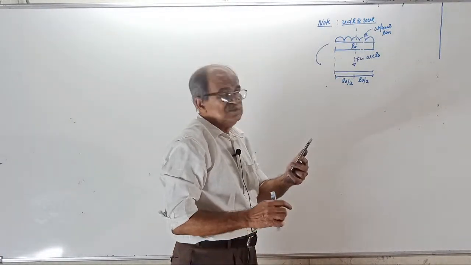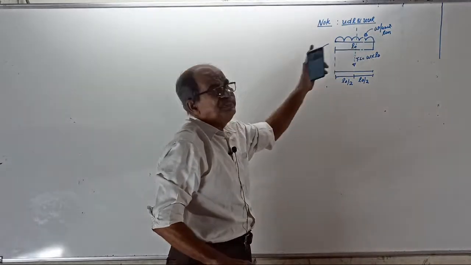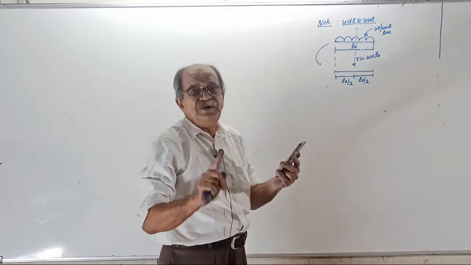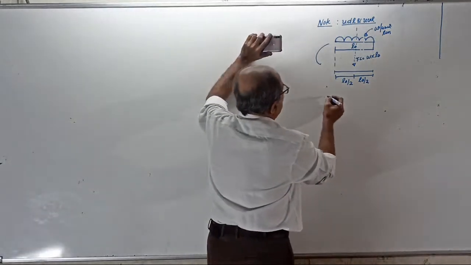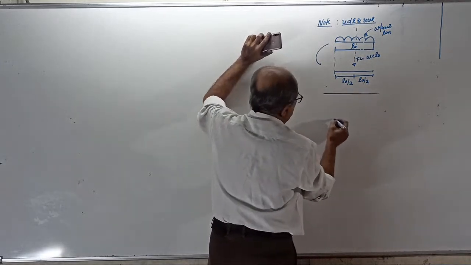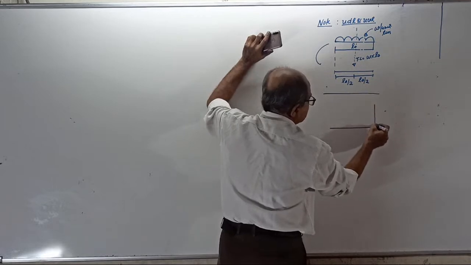Clear or not? It will act at L0 by 2. Clear? Some length L0. Clear or not? Okay. Now, second one. If a uniformly varying load is there, like this.